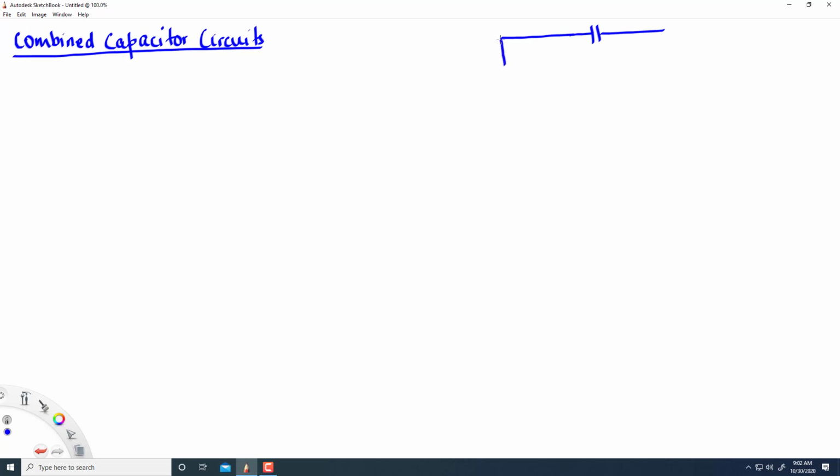So let's look at a problem. So this is combined capacitor circuits. So let's say we have 3 capacitors connected to a battery.